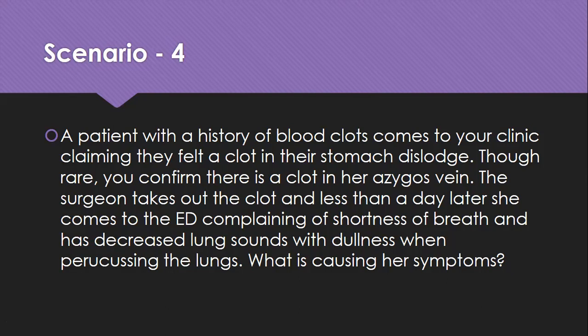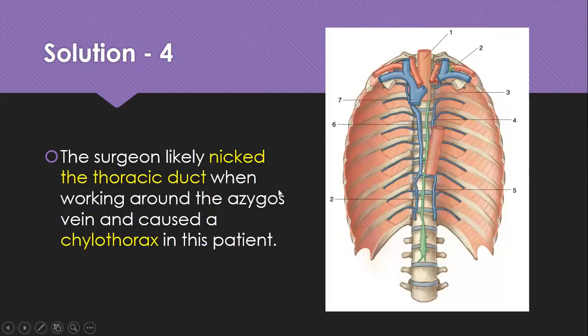Now, what is the closest structure to the azygos vein? An important structure that passes close to the azygos vein is the thoracic duct. So there is a high chance that the surgeon would have nicked the thoracic duct, due to which the lymph contents of the thoracic duct escaped into the lungs, causing chylothorax, and because of that, lung sounds were dull. So the surgeon likely nicked the thoracic duct when working around the azygos vein and caused the chylothorax in this patient.